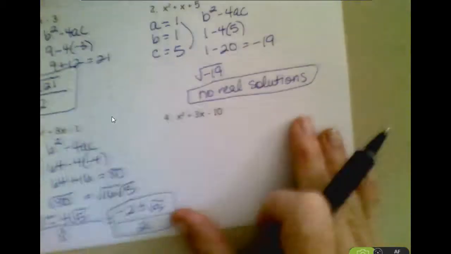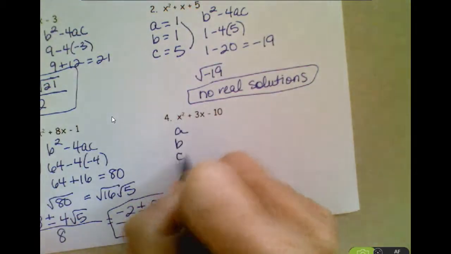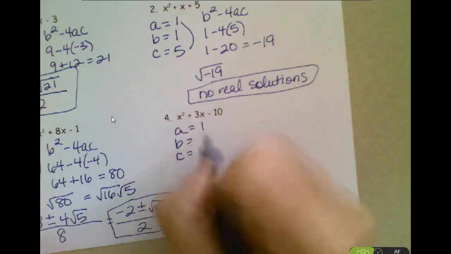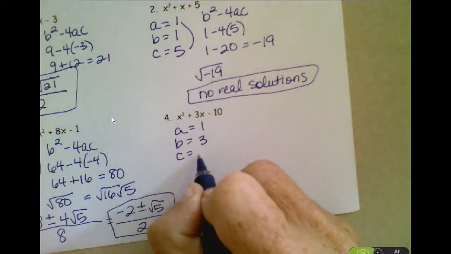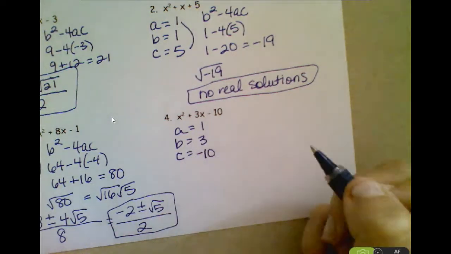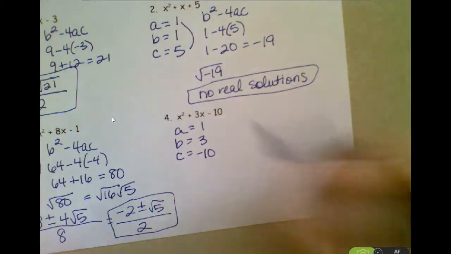All right, last one. Kylie, go. All right, your A value is 1. Yep. Your B value is 3. Yep. And your C value is negative 10. Yep. Good. And who would like to do the discriminant? Brian.